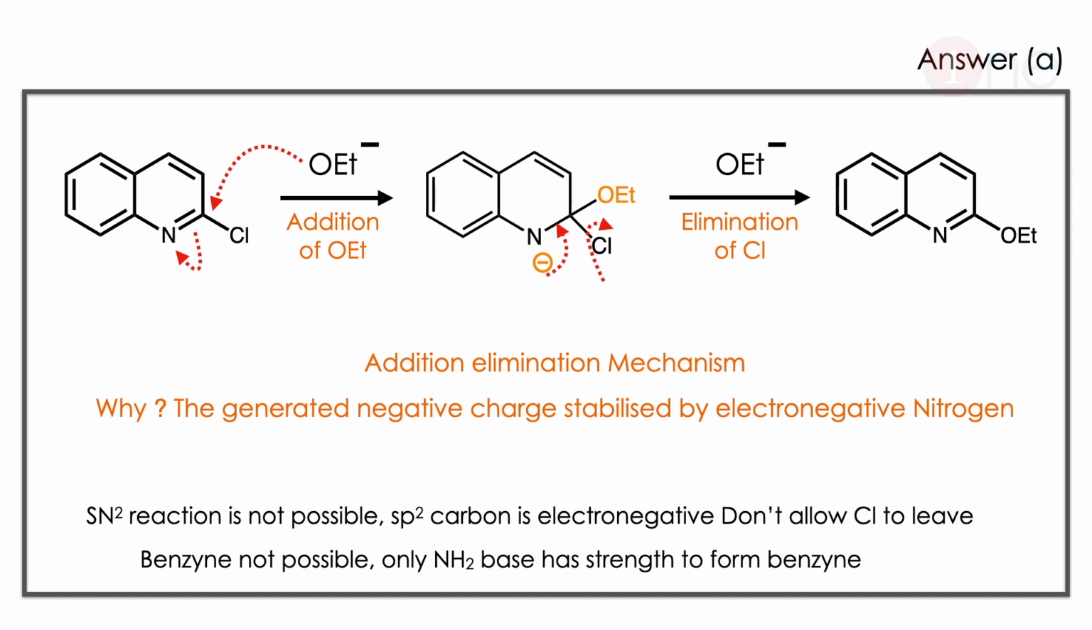Similarly, you have to eliminate the other possibilities. Definitely it is not an SN2 reaction. Why? Since it is an sp2 carbon, which is electronegative, it does not allow the chlorine to leave. As well as benzyne is also not possible, because only the NH2 minus base has the strength to form the benzyne. Here we are using a simple base, which is sodium ethoxide. So the mechanism is the addition-elimination mechanism.